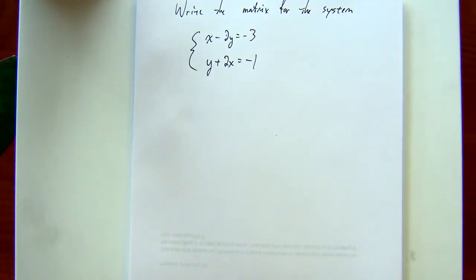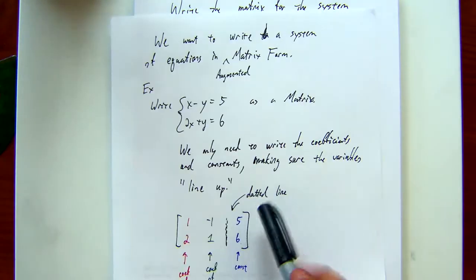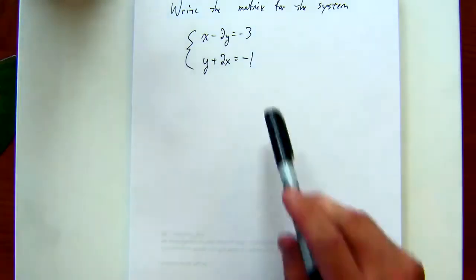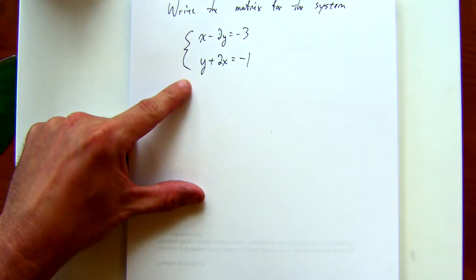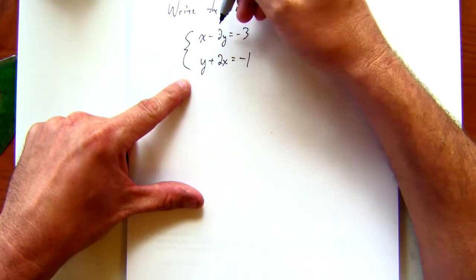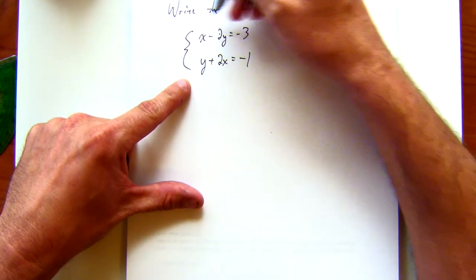What's different about this system than the first example I did? It's not lined up. That was the first thing that I was talking about, right? You have to make sure your variables line up. So what am I going to do here? Line them up. I want to rewrite this a little bit. You can rewrite it any number of ways, but usually you write it with your variables in alphabetical order, x, y, z, or a, b, c.